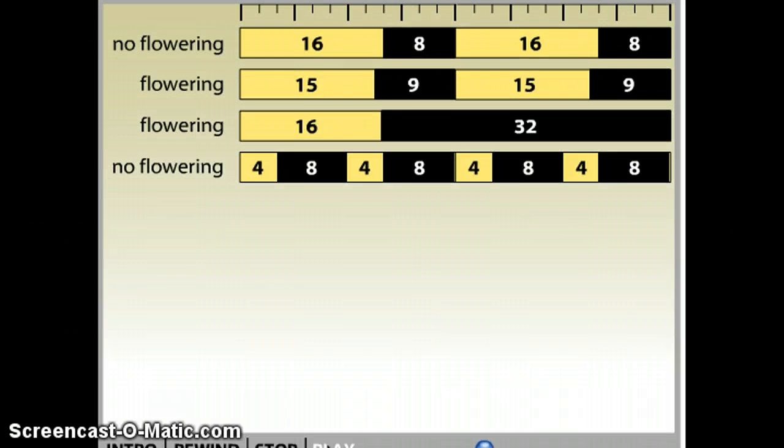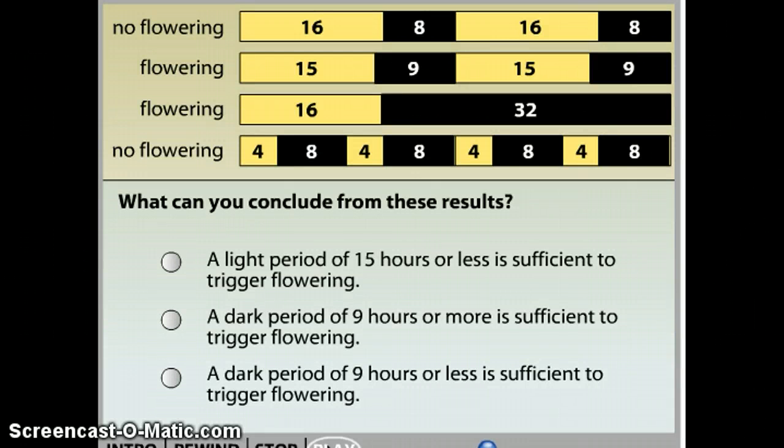What can you conclude from these results? Click on the correct answer. Okay, take a minute to try and figure this out.